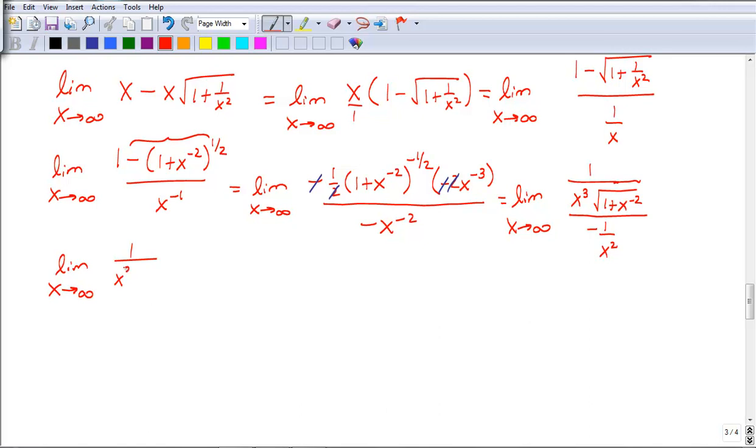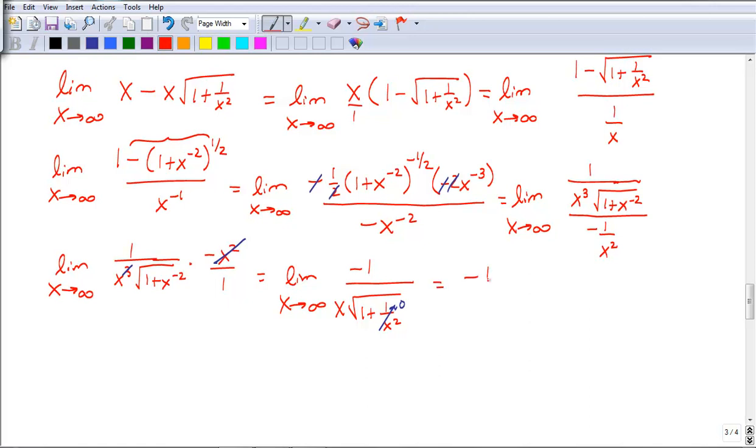1 over x cubed square root of 1 plus x to the negative 2 times negative x squared over 1. Notice the x squared here cancels 2 of those there. And this becomes the limit as x goes to infinity of negative 1 over the square root of 1 plus x to the negative 2, which is 1 over x squared. And there's an x down there as well. As x goes to infinity, 1 over x squared goes to 0. And this thing is negative 1 over x as x goes to infinity.